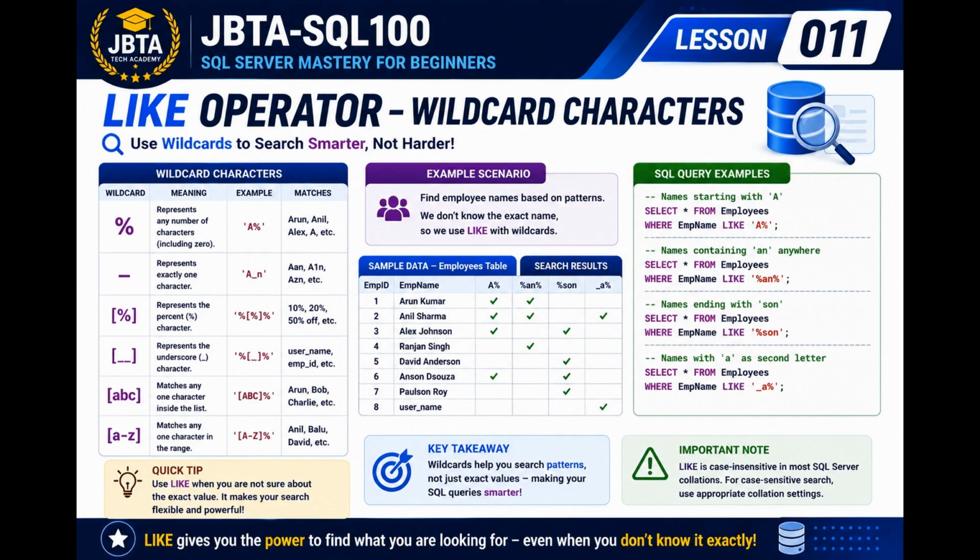Always remember these two wildcard characters. The percent symbol represents 0 or more characters. The underscore represents exactly one character. Mastering these two wildcards will make your SQL searches much more flexible and much more powerful. In the next slide, we'll look at some of the most common mistakes beginners make when using the in, between, and like operators, and learn how to avoid them.